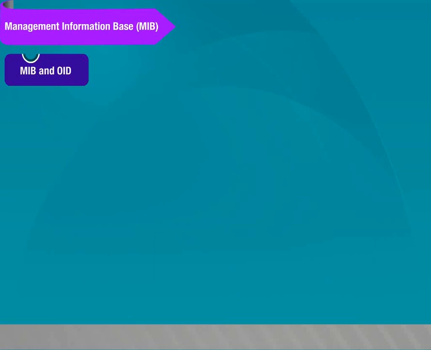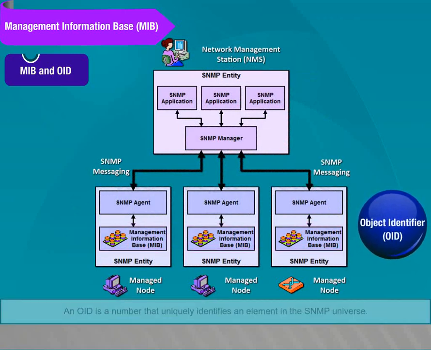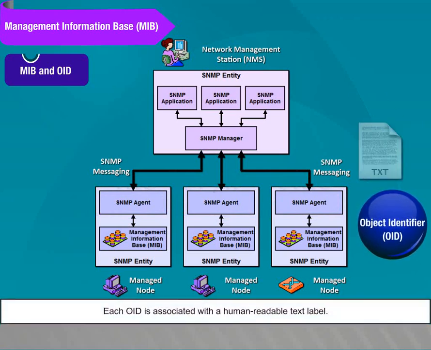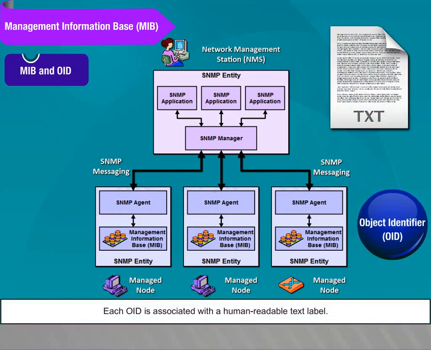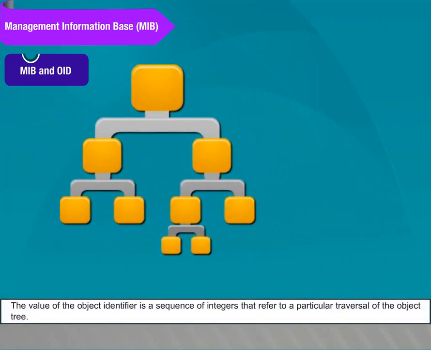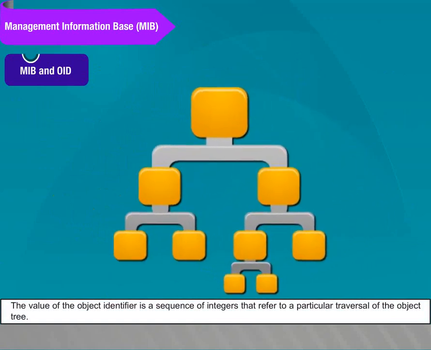MIB and OID. Each element in the MIB is given an object identifier, OID. An OID is a number that uniquely identifies an element in the SNMP universe. Each OID is associated with a human-readable text label. The value of the object identifier is a sequence of integers that refer to a particular traversal of the object tree.